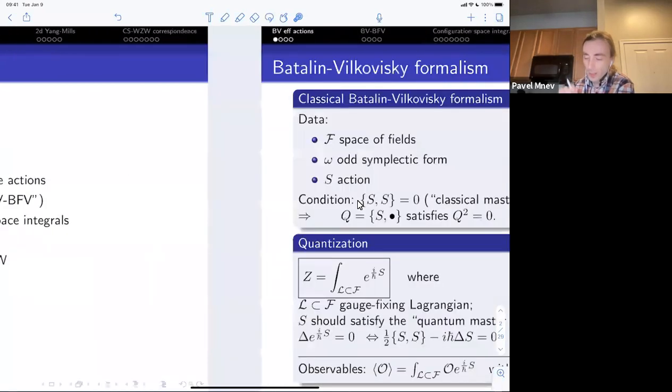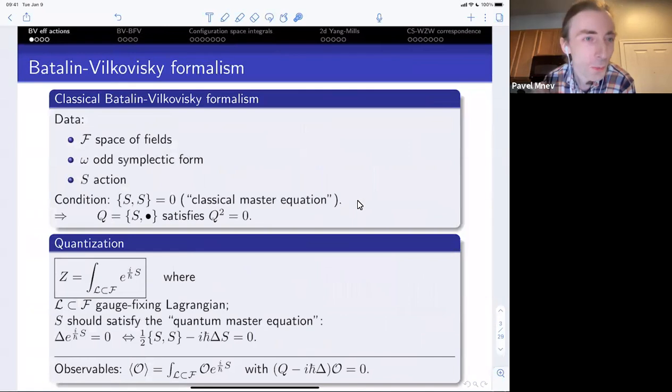All right. So just a one-slide recap of Batalin-Vilkovisky formalism. What is it about? On the level of classical field theory, the structure is just a certain supergeometric package.